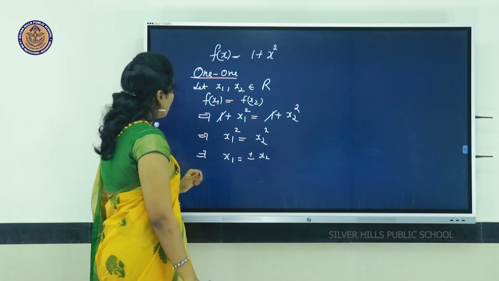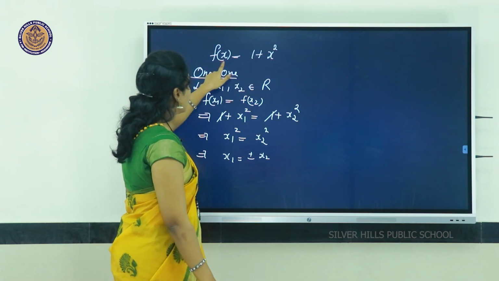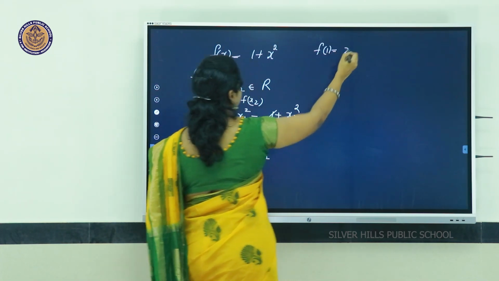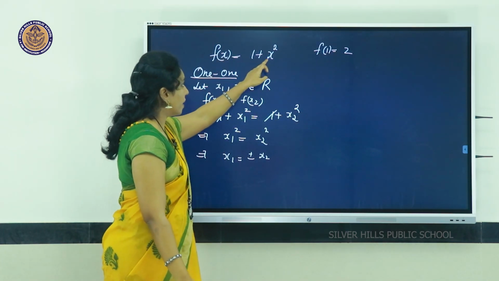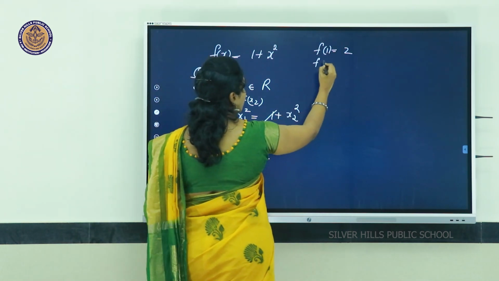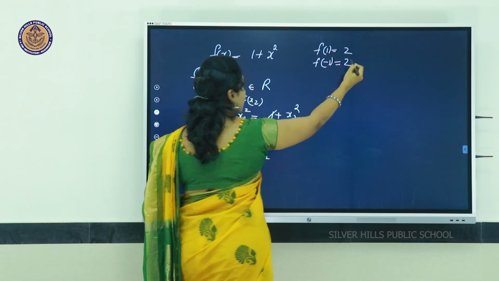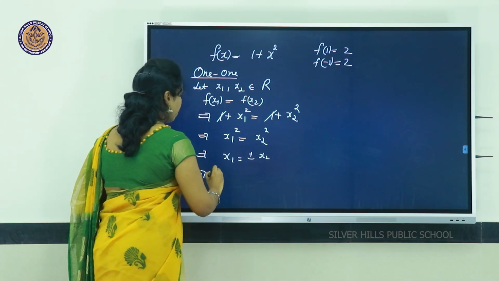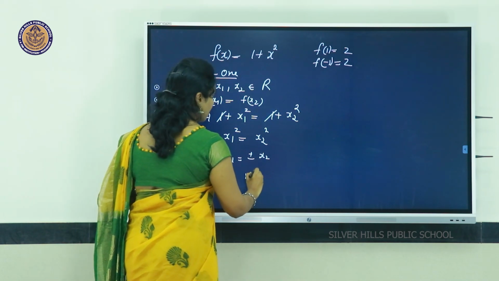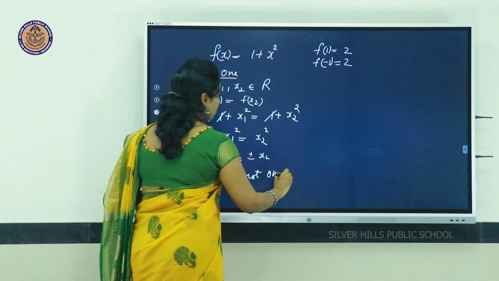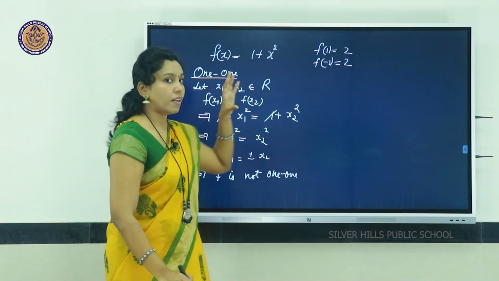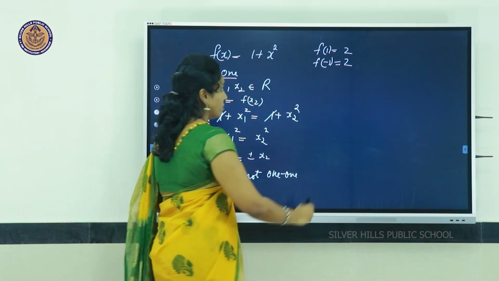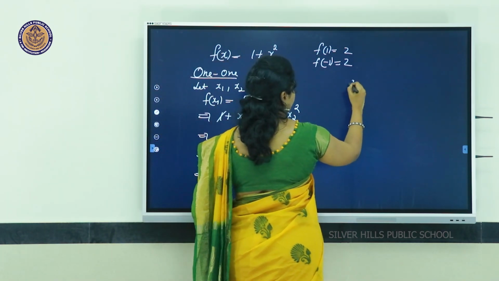So, I did not get x1 equal to x2, I got x1 is equal to plus or minus x2. For example, if I give 1, what is f of 1? f of 1 is equal to 2. If I give minus 1 here, what is f of minus 1? You are getting the same answer, 2. So, which implies f is not 1 1, because many go to 1. Now, let us prove the next part, that is onto.